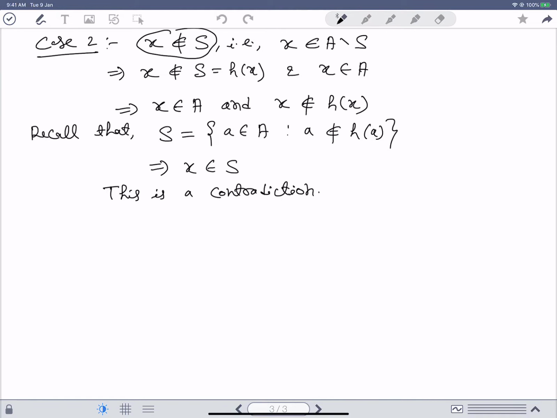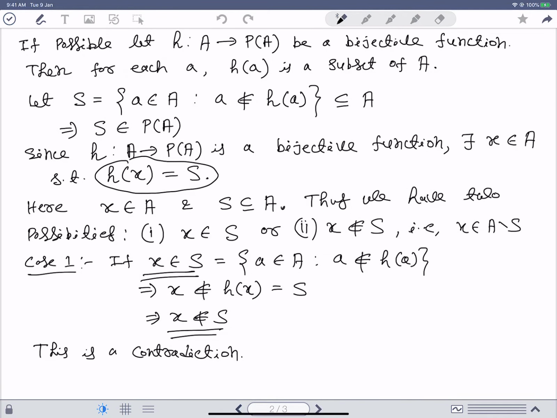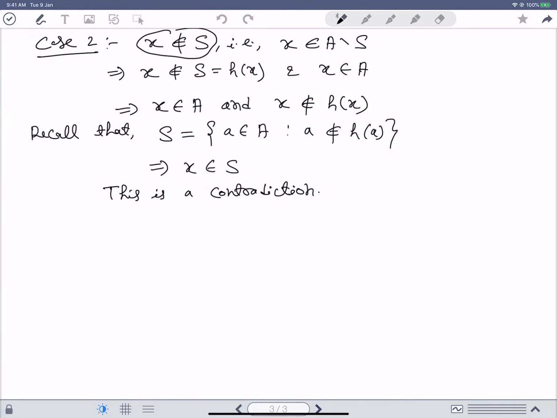Therefore, if we assume x belongs to S, then we get a contradiction, right? And if we assume x not in S, then again we get a contradiction. Therefore, this may not happen. That implies that the map from A to P of A must not be a bijection.